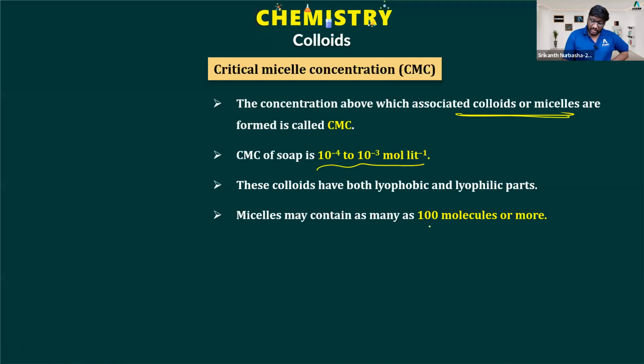Micelles may contain as many as 100 molecules or more. 100 soap molecules can come together and lead to the formation of a micelle. That is how micelles can be formed.